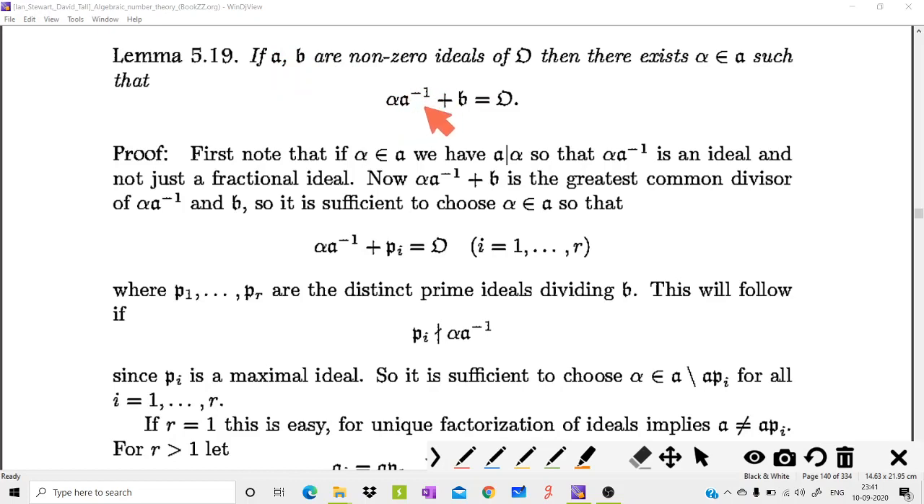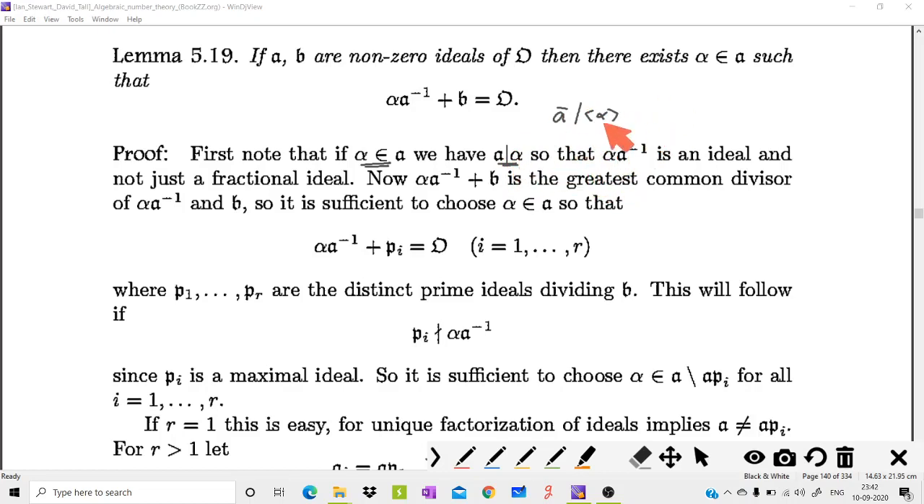A inverse is a fractional ideal. Of course, alpha A inverse is also a fractional ideal. We want to show alpha A inverse plus B is equal to O. In fact, if alpha belongs to A, then this is not only a fractional ideal, it will be an ideal itself. Because if we choose an alpha belonging to A, we have A divides alpha, or equivalently A divides the ideal generated by alpha. This is the meaning of A divides alpha.